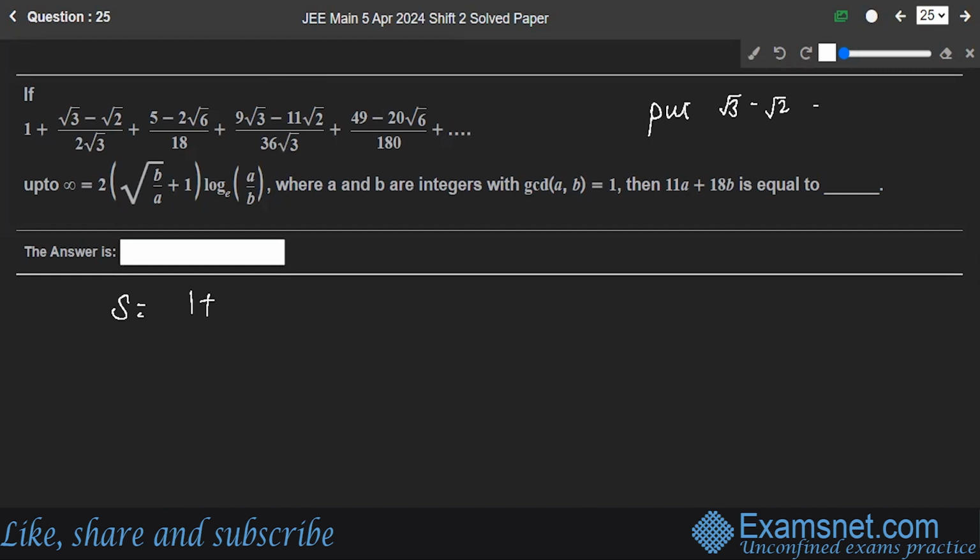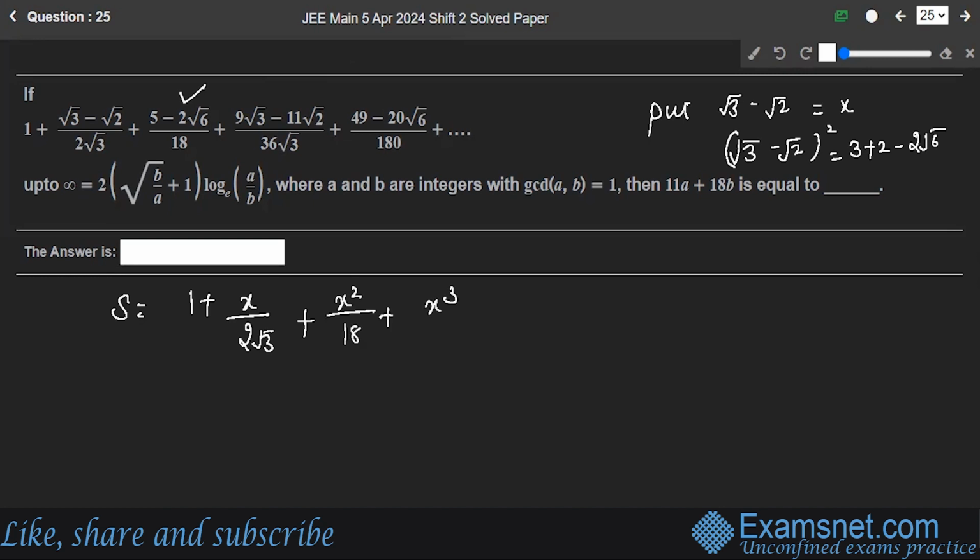Let's put root 3 minus root 2 is equal to some x. So this will be given by x upon 2 root 3. And this is (root 3 minus root 2) square. You will solve it. You will have 3 plus 2 minus 2 root 6. Similarly, this can be written as x square upon 18. Similarly, this will be x cube, you can solve and check. This is equal to x cube upon 36 root 3 and so on till infinity, right?